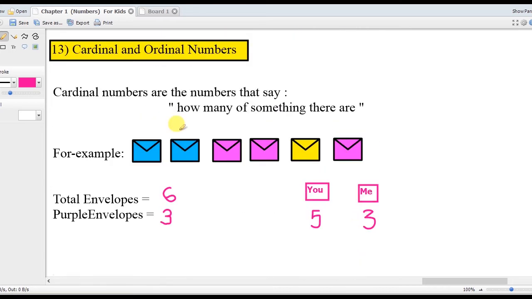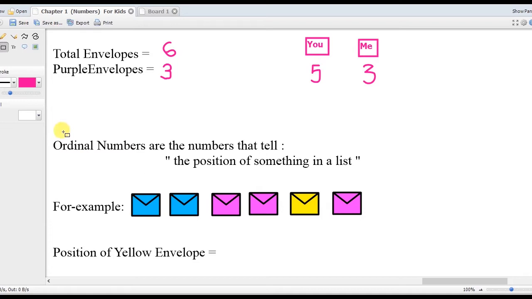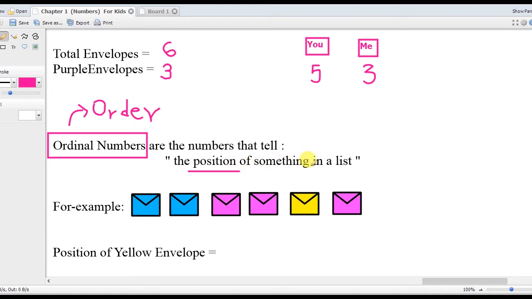Okay, so this was the cardinal numbers. Now moving on to the ordinal numbers. What are the ordinal numbers? As the name suggests, ordinal numbers are derived from the word order. So ordinal numbers are the numbers that tell the position of something in a list. This is very important: position of something in a list.